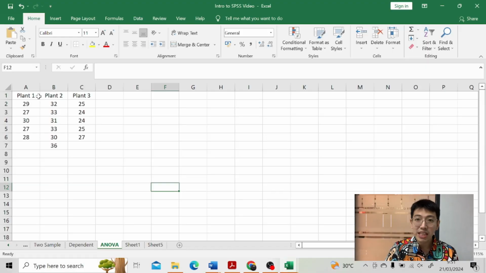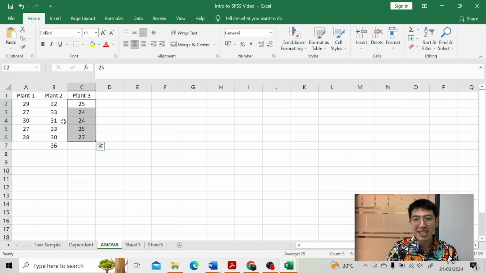So this is the data that has been typed in Microsoft Excel. Plan 1, Plan 2, and also Plan 3. If you see here, Plan 1 has 5 samples, Plan 2 has 6 samples, and Plan 3 has 5 samples. So overall, we have 16 samples.